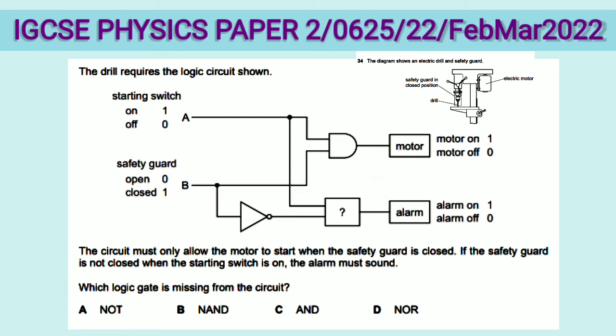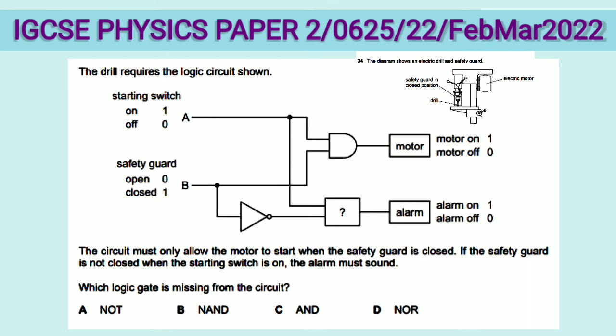We have two situations here. In first situation, starting switch is on, safety guard is closed, motor will be on. In second situation, starting switch is on, safety guard is not closed, that means open, then alarm must sound. Check inputs and output when motor is on. Starting switch is on, safety guard is closed. Input at AND gate will be 1, 1 and output will also be 1, motor will be on.